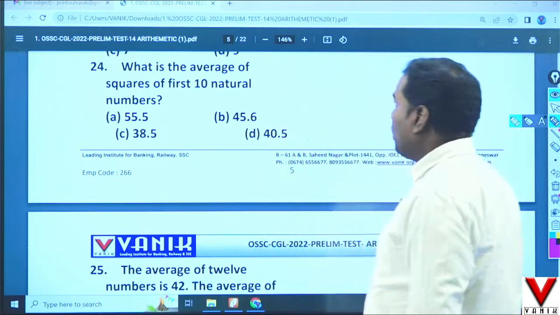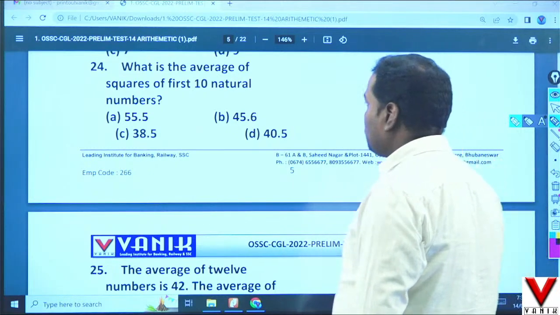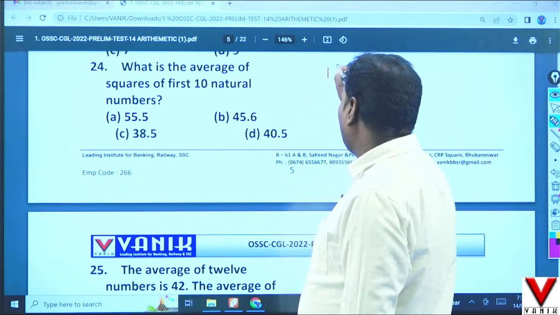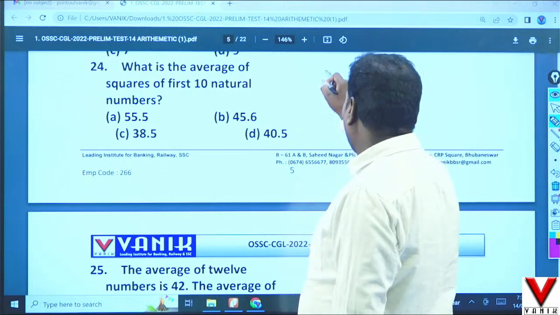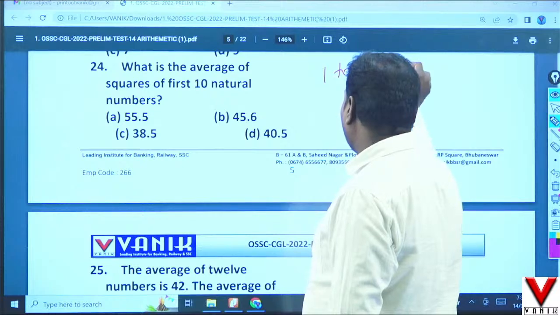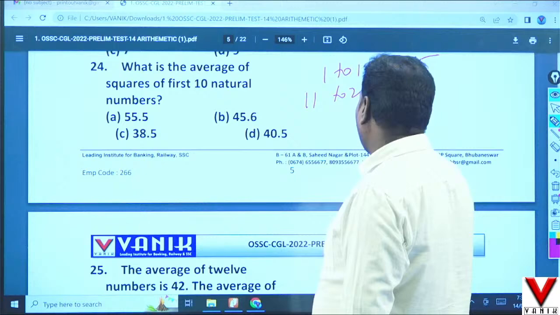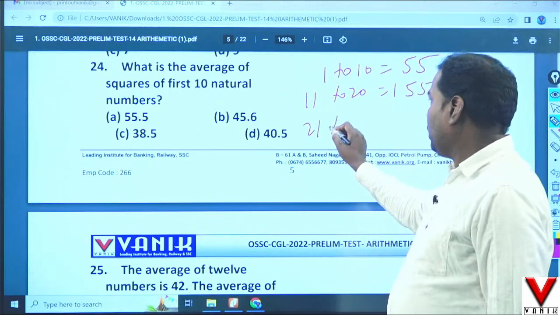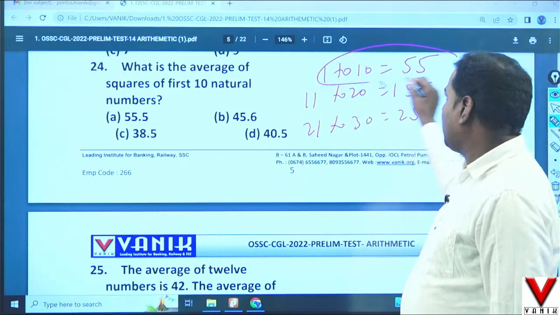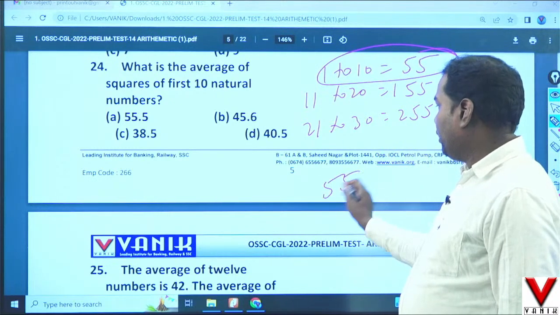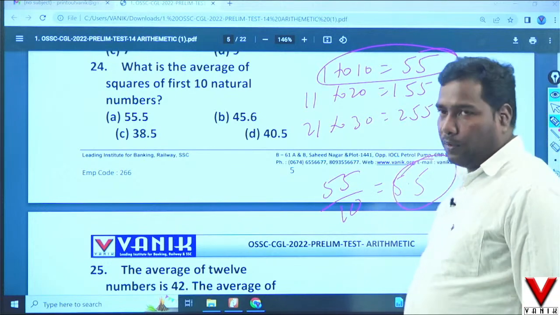What is the average square of first 10 natural numbers? The addition of the first 10 natural numbers, 1 to 10, is 55. If you added these numbers, 1 to 10 it is 55, then 11 to 20 it is 155. Okay. Then 21 to 30 it is 255. Then first 10 natural numbers sum 55 divided by 10 is equal to 5.5.